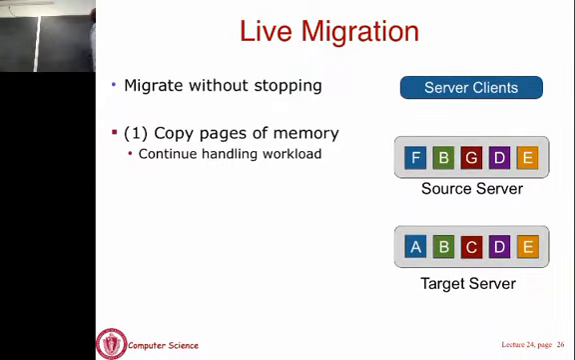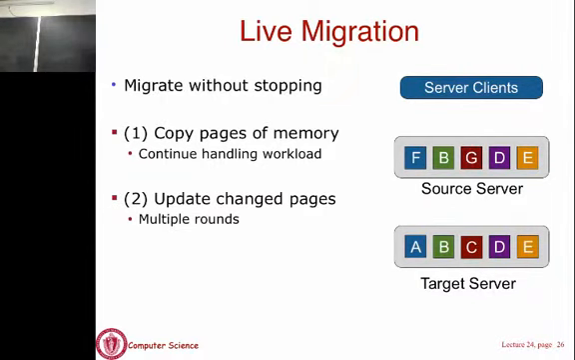Right, so once we've done that, right, we have basically a copy of the application. We have a copy of the virtual machine on the target server, right, but it's out of date because some of the memory on the source server has actually changed in the meantime, right, because we've still been servicing requests. Right, so then the next thing we can just do is basically just update the parts of memory that have actually changed. Right, and in most cases, that's going to be much less than the total memory volume.